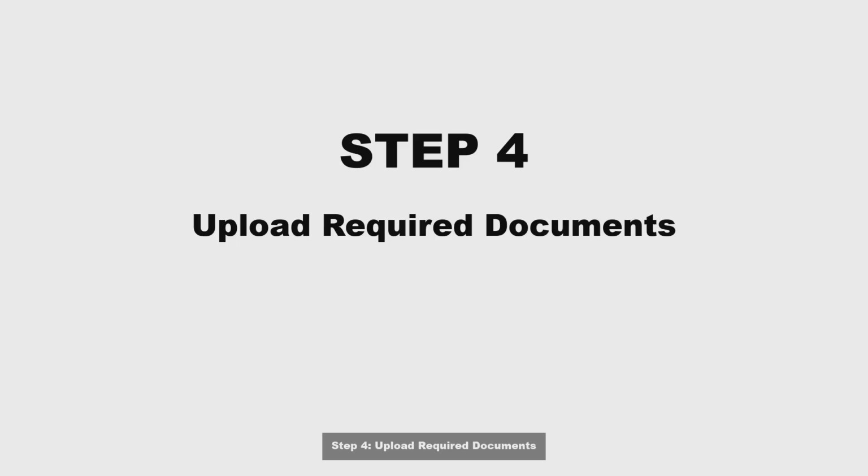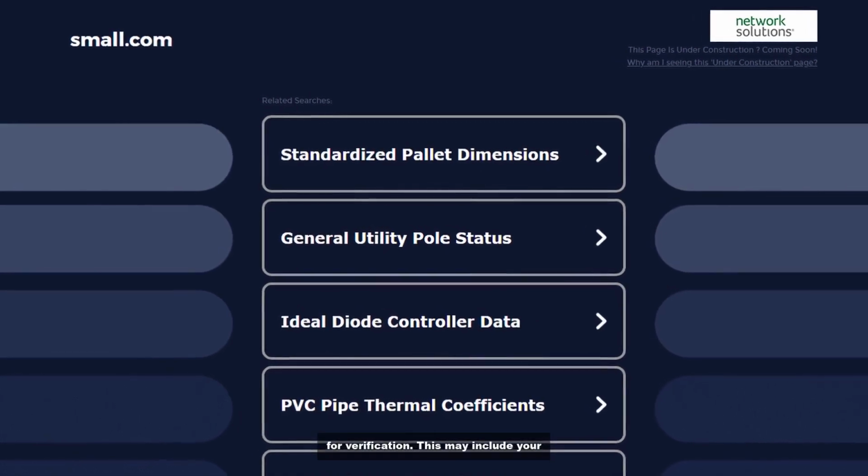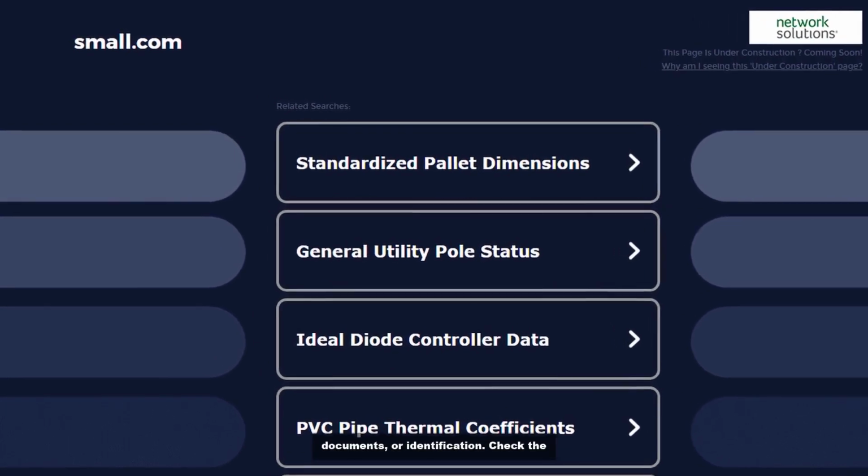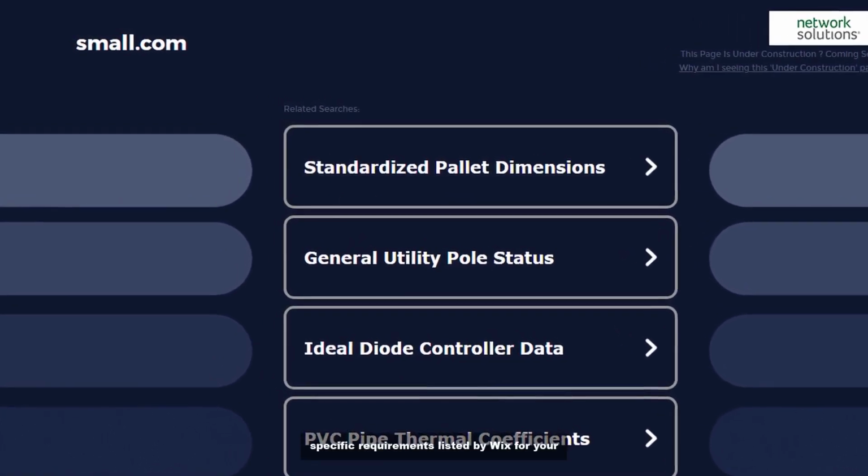Step 4. Upload required documents. Prepare and upload the necessary documents for verification. This may include your business registration certificate, tax documents, or identification. Check the specific requirements listed by Wix for your region.